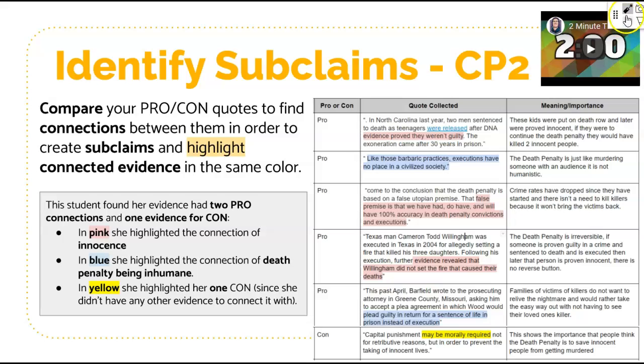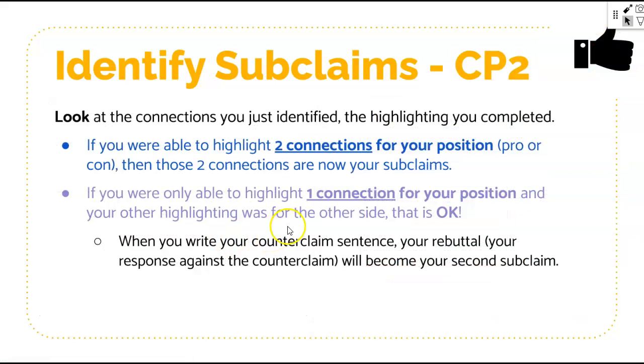Once you have color coded your evidence, we're ready to think about how these ideas are going to become your subclaims. Some people were able to find two connections for their position. Just like on the previous slide, she was on the pro side of the argument, and she found two ways that her evidence supported that pro side. She had the pink and the blue.